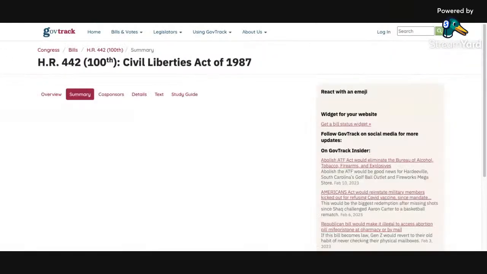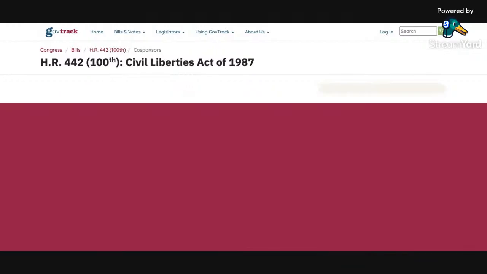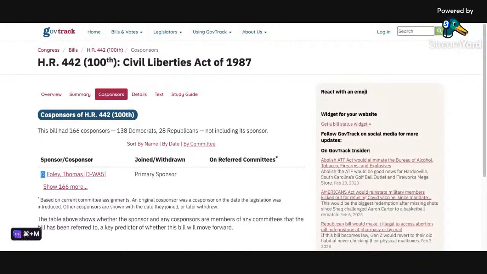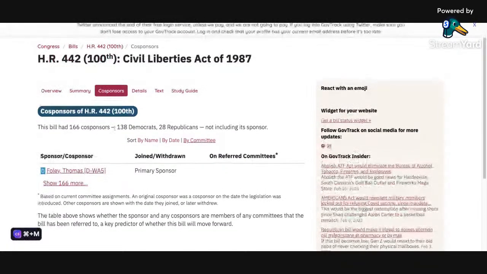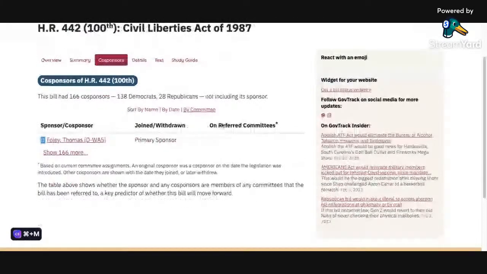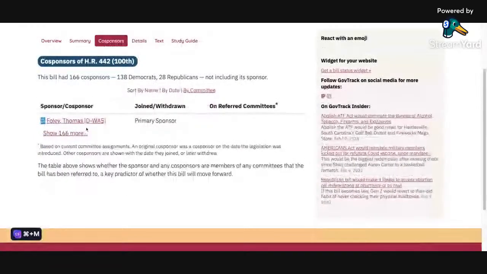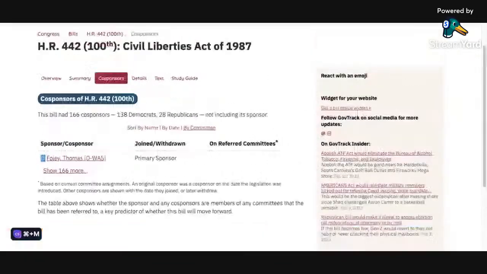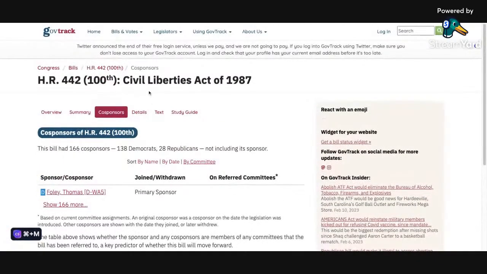So continue reading, for example. You can look at the number of co-sponsors, so we can look at who co-sponsored the bill. Let's pull it up: 166 co-sponsors, 138 Democrats, 28 Republicans, not including its sponsor. Its primary sponsor was Thomas Foley, a Democrat from Washington, District 5, in the House of Representatives. HR 442.